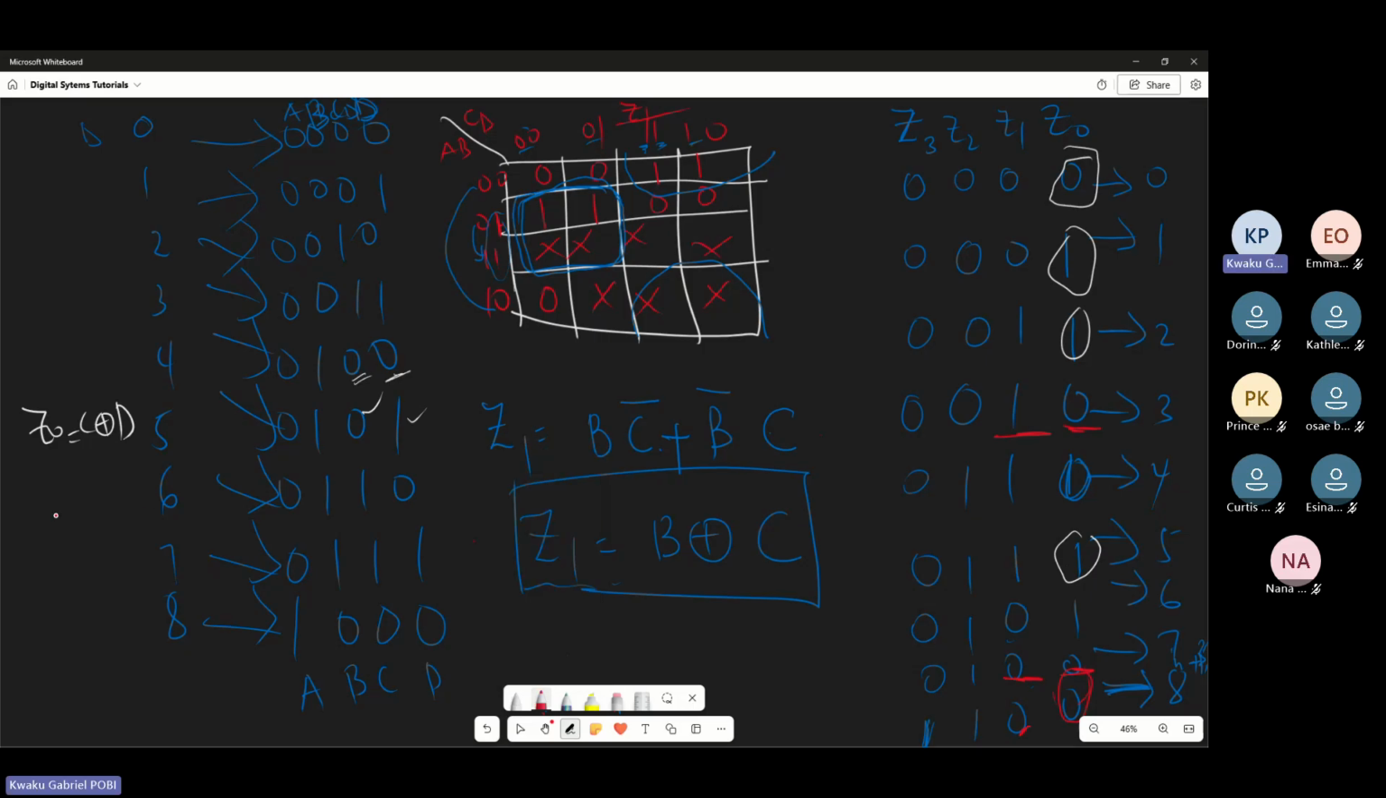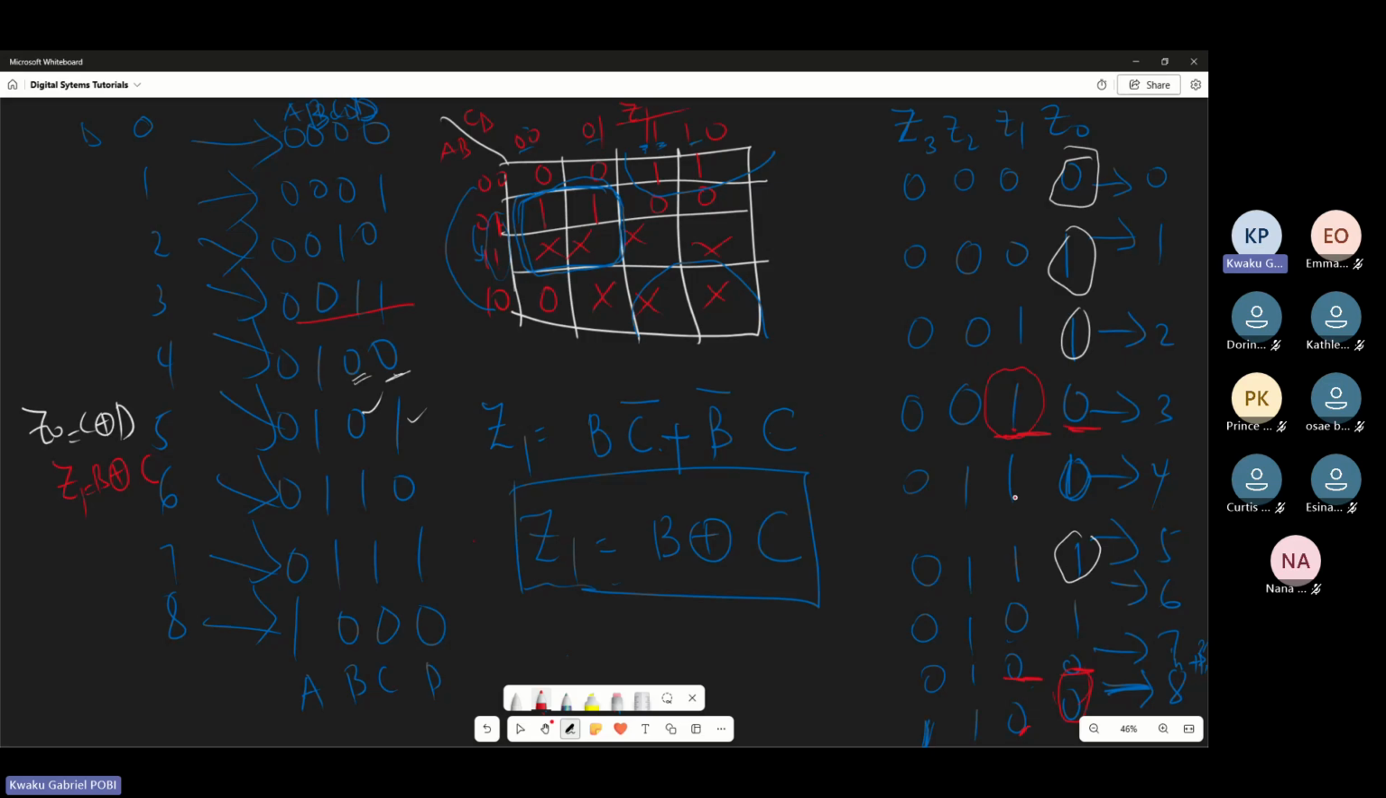Z1 is just XOR. So Z1 is B XOR C like this. Then let's take another example here. Let's take 3. This is Z1 for it, and it's supposed to be 1. So 3 was this. When I XOR B with C, it's 0 XOR 1. 0 XOR 1 is a 1, which is here, right?